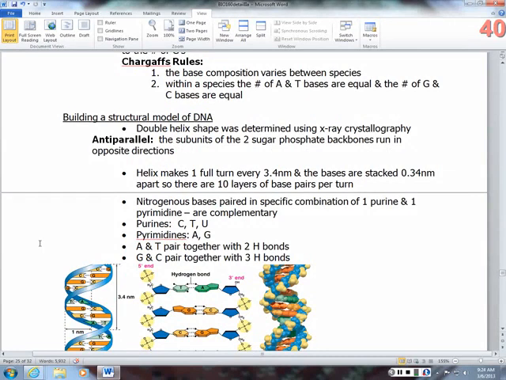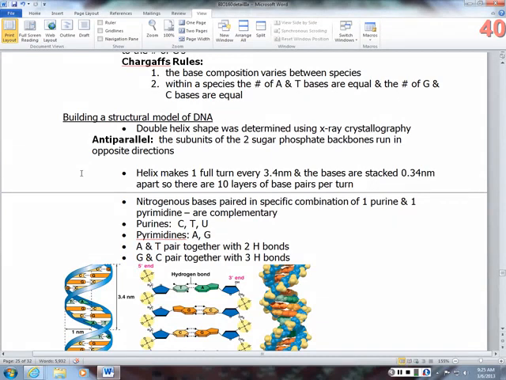we have a double helix shape, and it was determined using X-ray crystallography. The strands are going to run antiparallel. So you've got your two sugar-phosphate backbones. A long time ago, when we talked about the chemical structure of this, we talked about there being a 5' end and a 3' end. What that means is you're going to have 5' at one end and 3' at the other. Then you have 5' to 3' on the other strand, and they line up like this. So they're running in opposite directions versus like this.